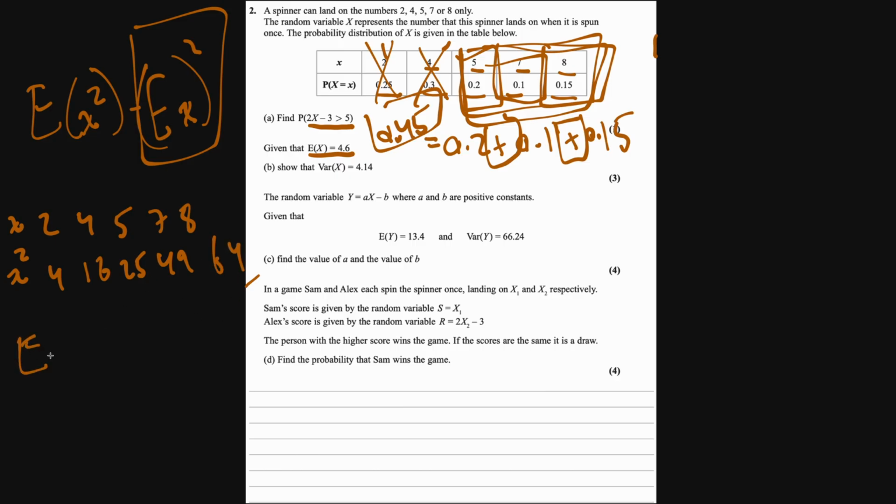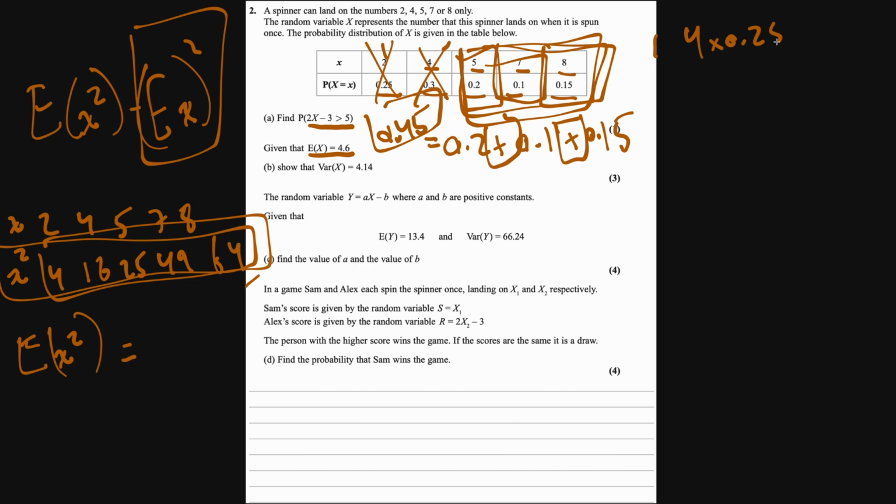So what is E of x squared? Basically the mean of x squared. Since this is x squared, we're searching for the mean of x squared, therefore the mean of these numbers. Therefore, the mean of x squared is equal to 4 multiplied by 0.25, right? So 4 multiplied by 0.25 plus 16, which is x squared, multiplied by the probability here. So 16 multiplied by 0.3 plus 25 multiplied by 0.2, right?